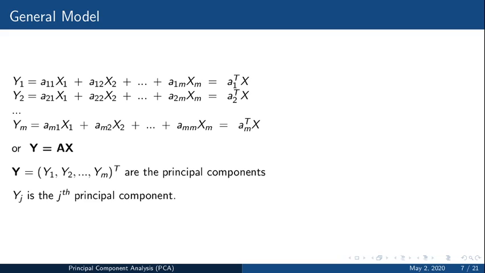Here the newly obtained variables, or the linear combinations of the previous variables, y1, y2, etc., ym, are called the principal components. Yj is the jth principal component.